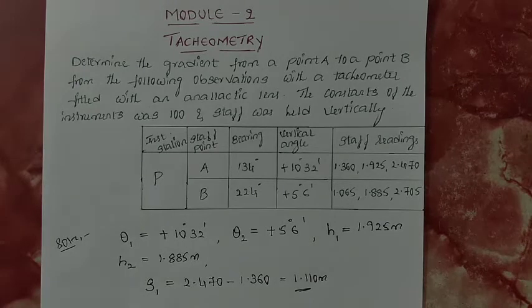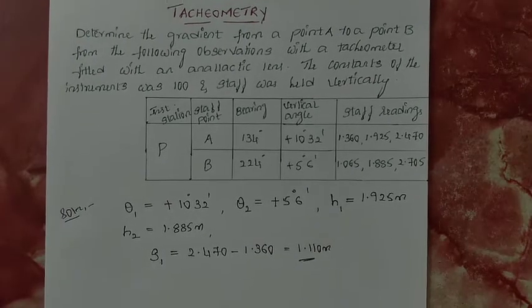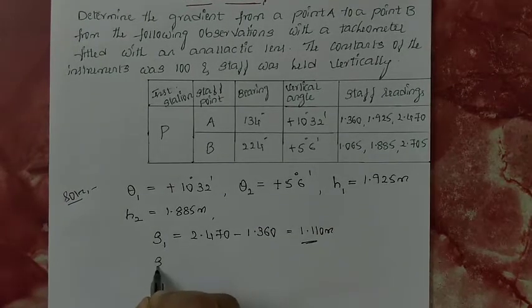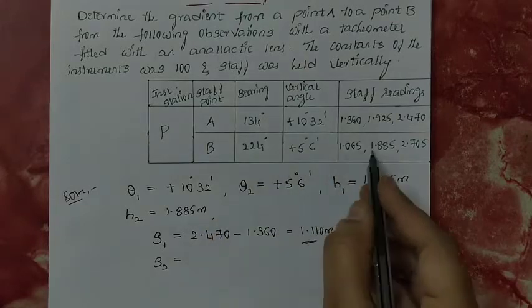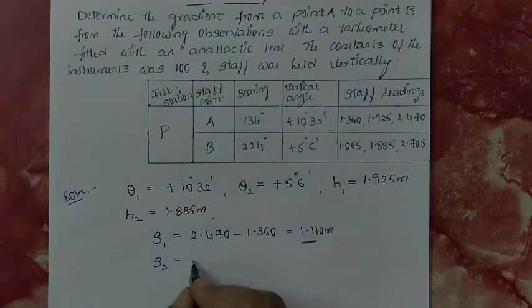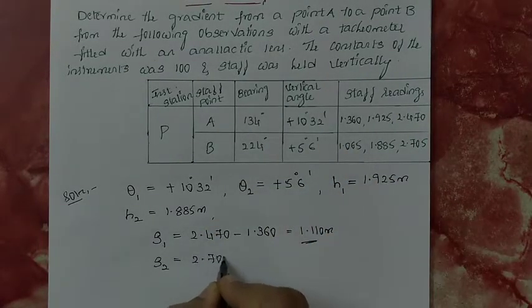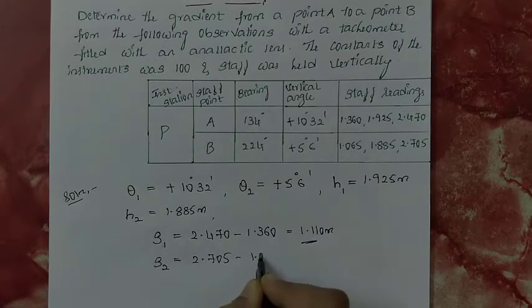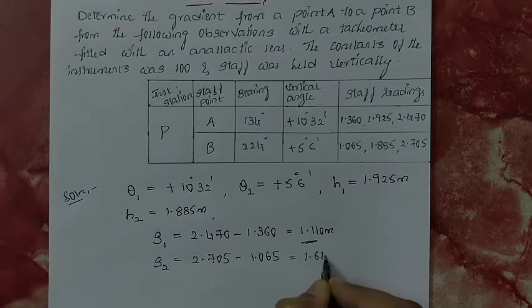Similarly, calculate S2, the difference of upper and lower: 2.705 minus 1.065. We will get 1.640 meters.